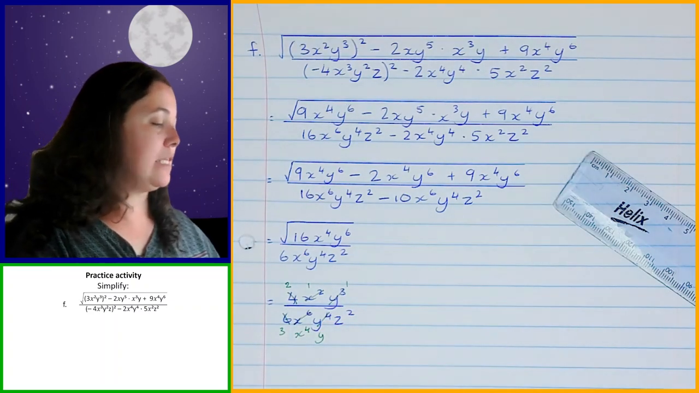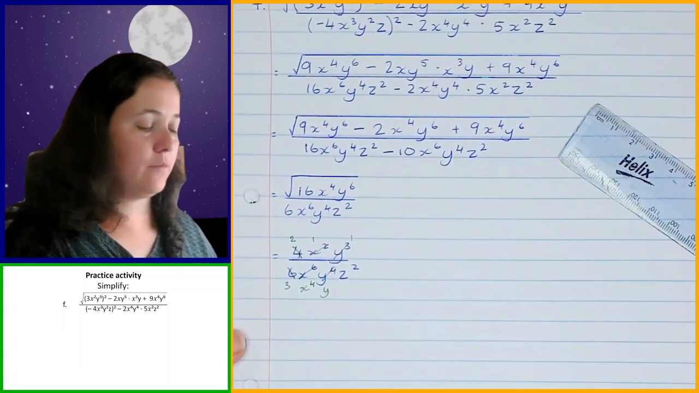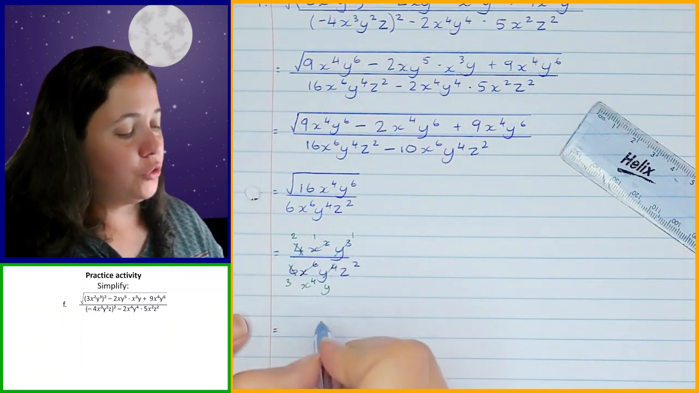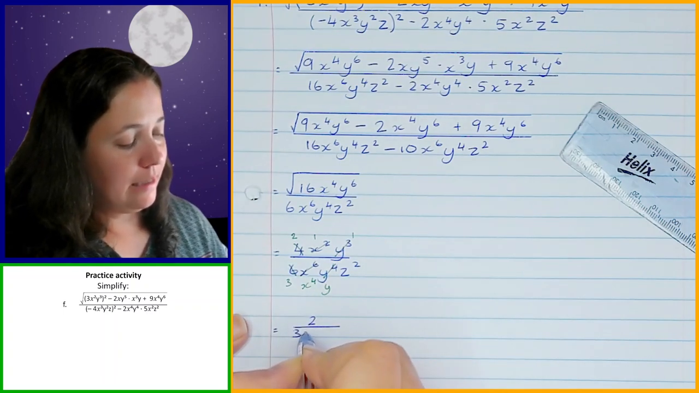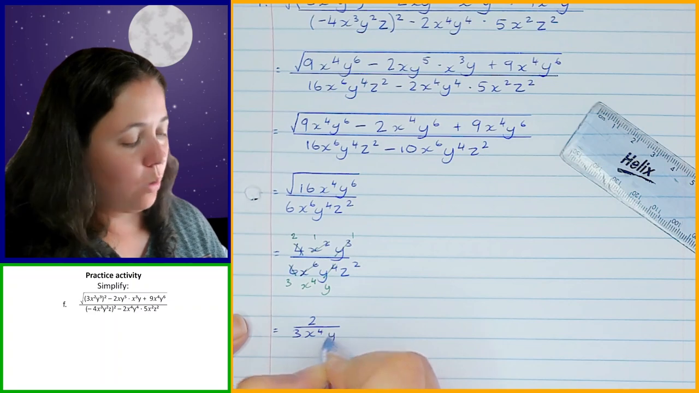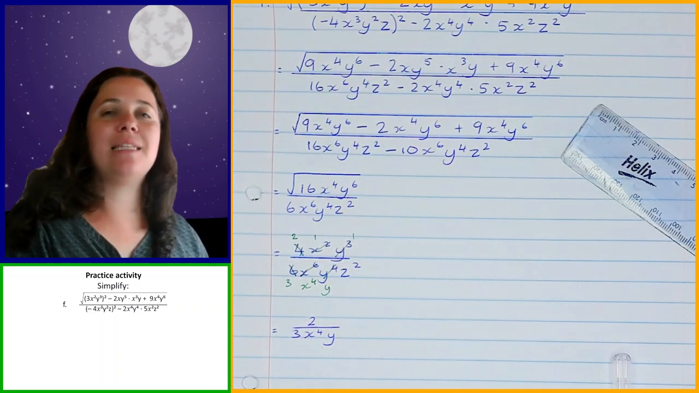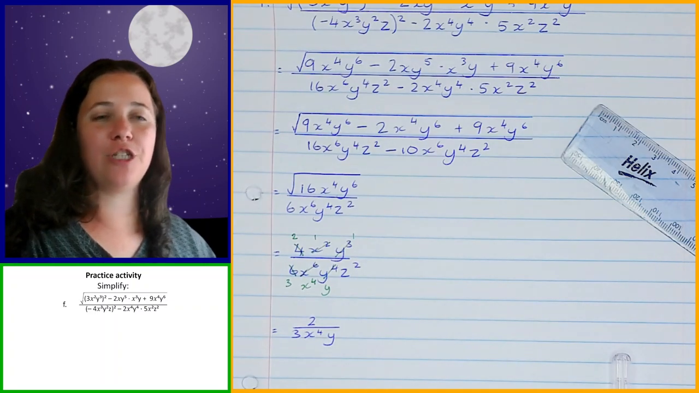So what I end up with for this question is 2 over 3x to the power of 4 y, and that's what you should have got for question F. And that is how we simplify algebraic expressions that involve mixed operations.